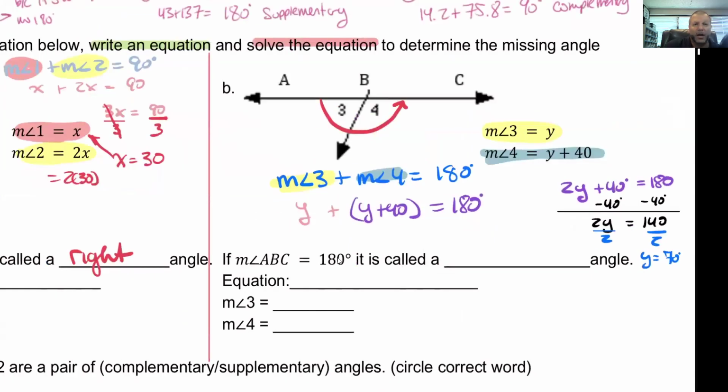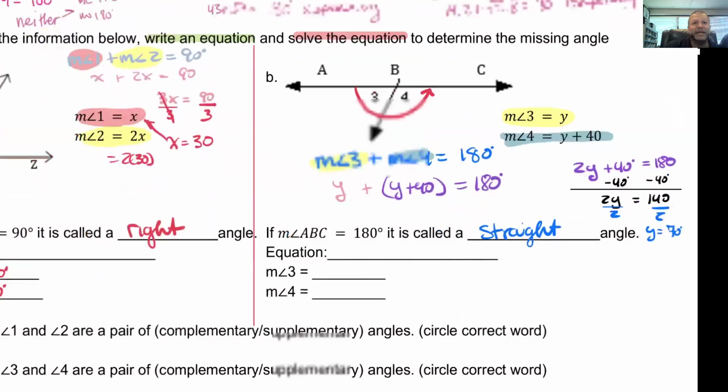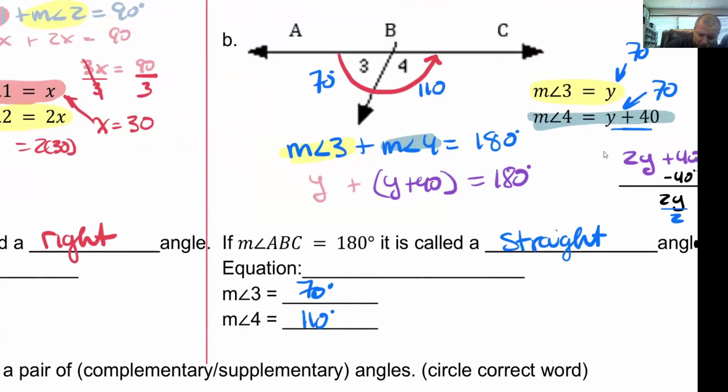So in part B, it's sometimes called a straight angle. We have the definition here. So we have the equation down here, y plus y plus 40 is 180. So we know that since y is equal to 70, angle 3 is going to be 70 degrees. Since y was equal to 70, angle 4 is going to be 70 plus 40. That's going to be 110 degrees. And then once again, you could check this if you wanted. 70 degrees plus 110 degrees most definitely adds up to the 180 that we were shooting for.